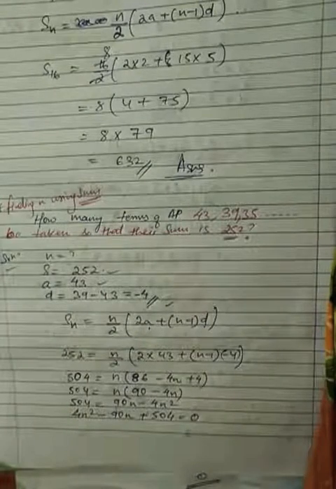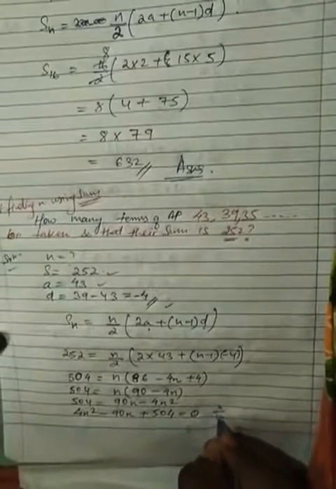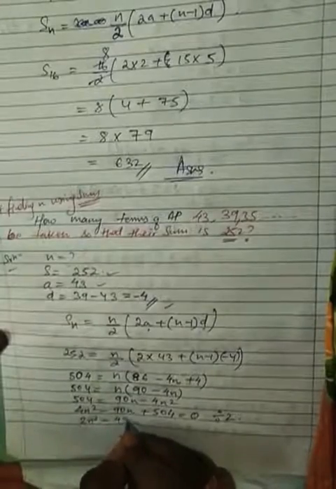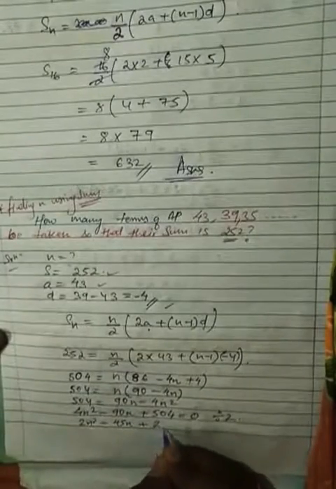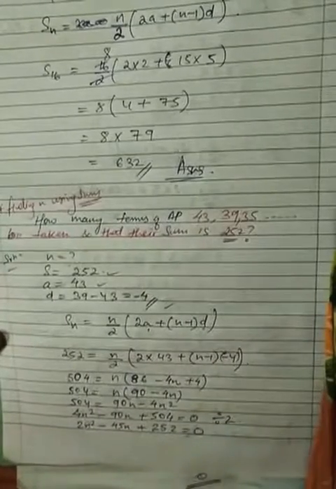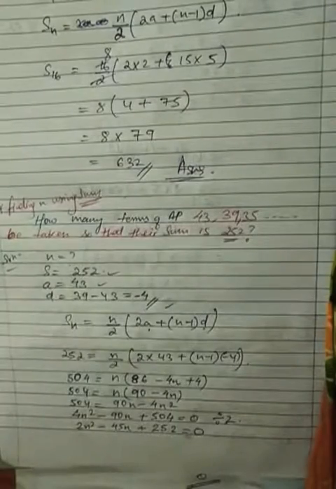Now what we will do here is simplify the equation by dividing the whole equation by 2. If I divide the whole equation by 2, it will be how much? 2n square minus 45n plus, 2 fours are 8, 2 fives are 10, 252 equals 0. Now I have to apply middle term splitting here. Clear? So find the numbers now.